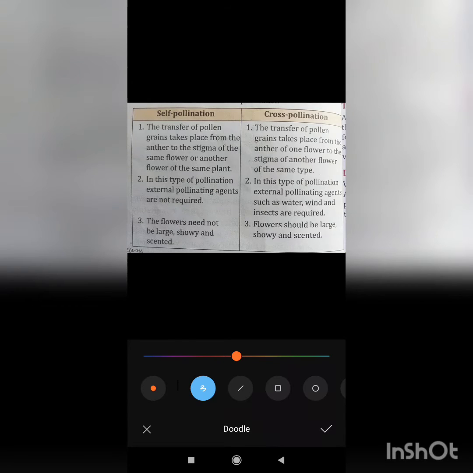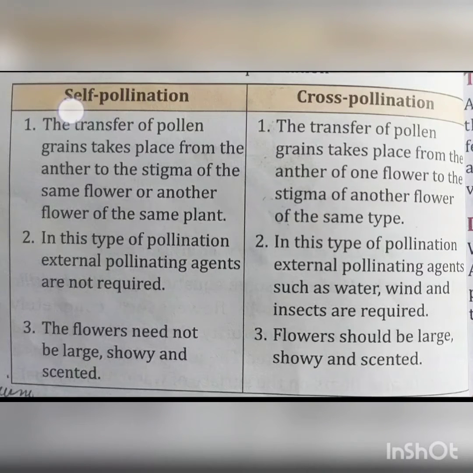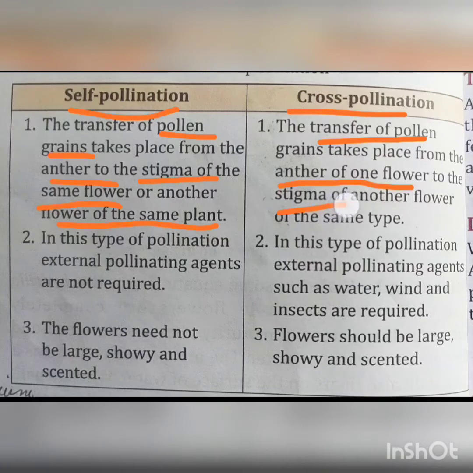Differences between self-pollination and cross-pollination. Self-pollination is the transfer of pollen grains from the anther to the stigma of the same flower or another flower of the same plant. Cross-pollination is the transfer of pollen grains from the anther of one flower to the stigma of another flower of the same type.